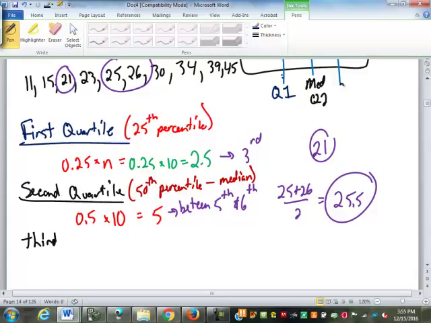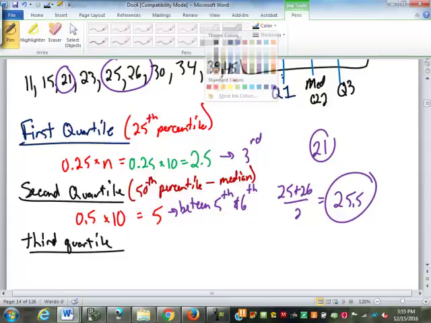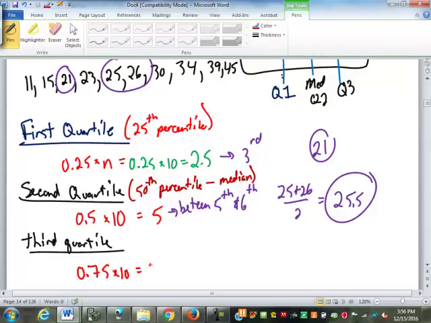So now we're going to find the third quartile, Q3. Now we're going to do the same thing, only 0.75 times 10. Gives us 7.5 as its position. Again, the same as the 75th percentile. So 7.5 is going to round up to the 8th number in the list. That would be 34.